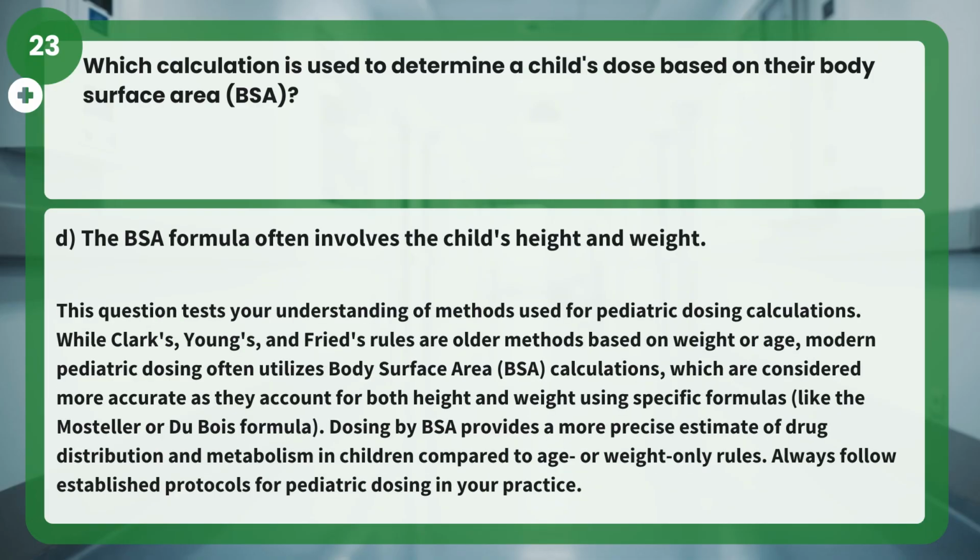Answer D. The BSA formula often involves the child's height and weight. This question tests your understanding of methods used for pediatric dosing calculations. While Clark's, Young's, and Fried's rules are older methods based on weight or age, modern pediatric dosing often utilizes body surface area, BSA, calculations, which are considered more accurate as they account for both height and weight using specific formulas, like the Mosteller or Dubois formula. Dosing by BSA provides a more precise estimate of drug distribution and metabolism in children compared to age or weight-only rules. Always follow established protocols for pediatric dosing in your practice.